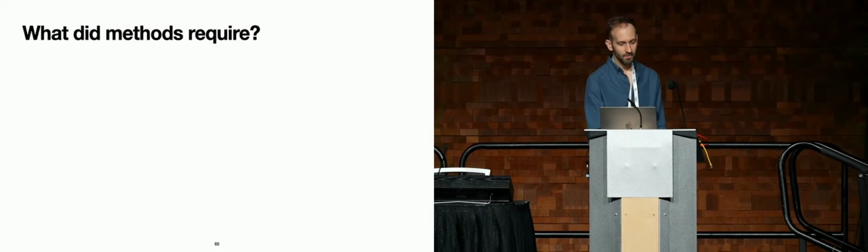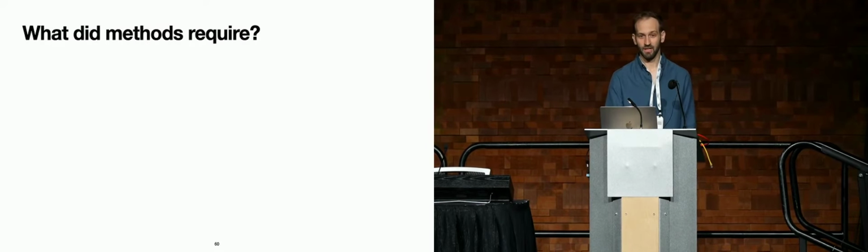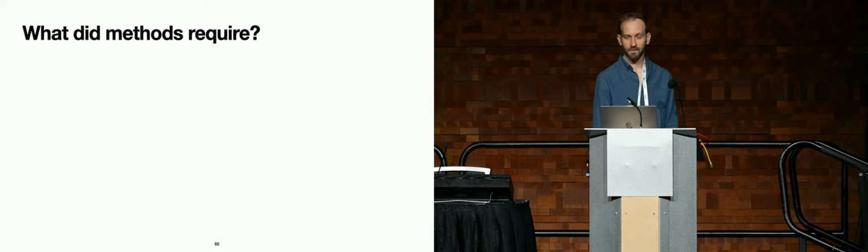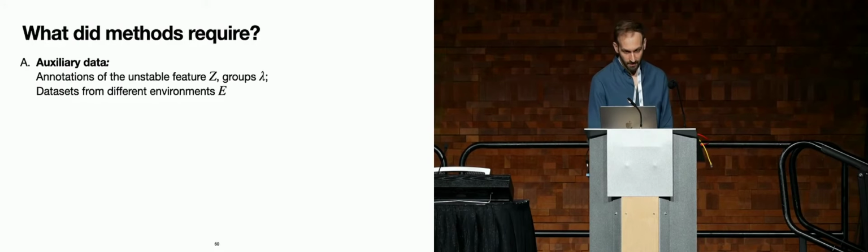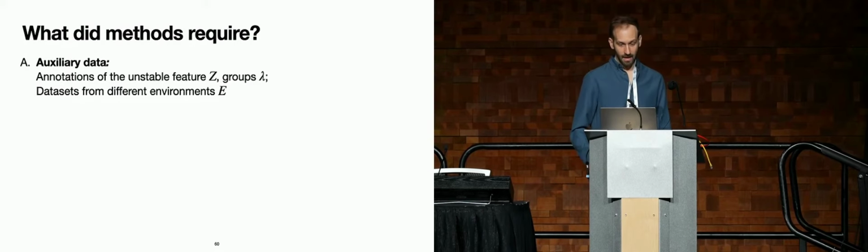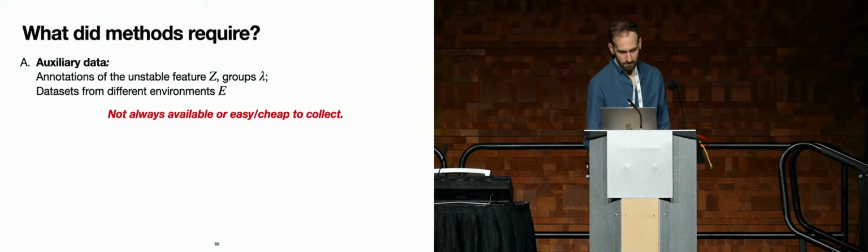So, going into our challenges, what did the methods we studied so far require in terms of assumptions? The first thing they required is auxiliary data, right? We said that we had environments, nuisances, groups. All of these needed to come from somewhere, and someone needed to annotate them. Whether these are different hospitals or different demographics, etc., these are not always available or easy to collect or easy to reason about.